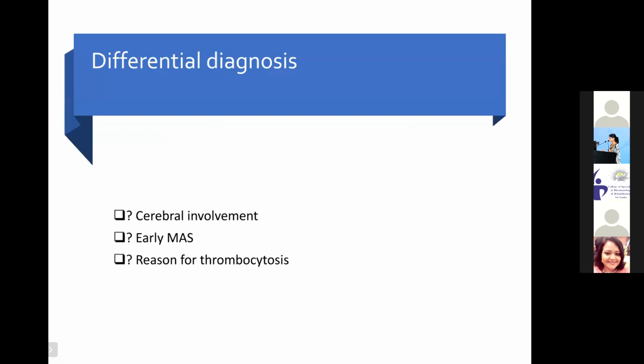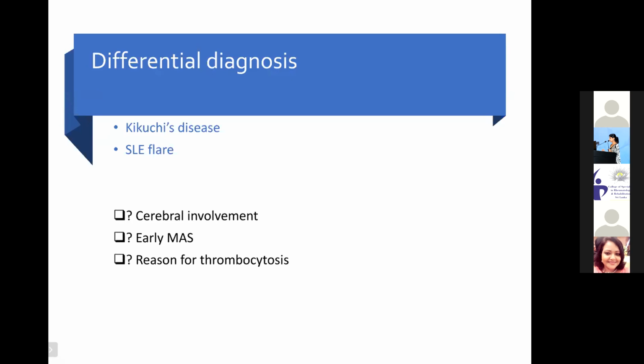With this clinical background of our patient and the available investigation findings, we came up with several differential diagnoses. One differential diagnosis was Kikuchi's disease. The second was the possibility of an SLE flare. And the third was the possibility of adult onset Still's disease.